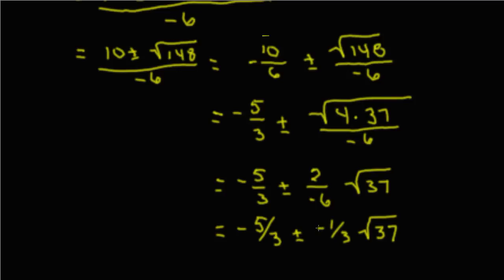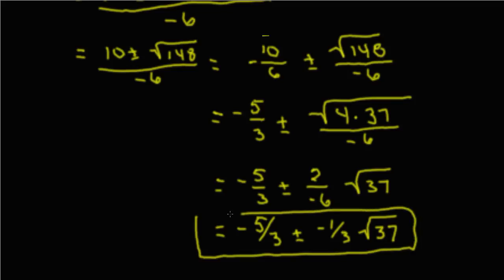So minus 5/3 minus 1/3 times the square root of 37, and a minus 5/3 plus a 1/3 times the square root of 37. Now, in all practicality, if you were trying to actually solve this, you wouldn't leave it in this form. You'd find out what the decimal value is of the square root of 37, multiply that by 1/3, and then add all that together. So you'd end up with two numbers that make this true. But for our purposes here, we're just going to leave it as this. That's as far as we can go without using our calculator to simplify that.